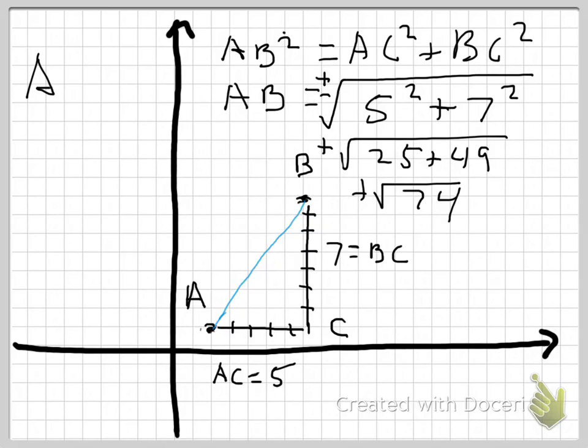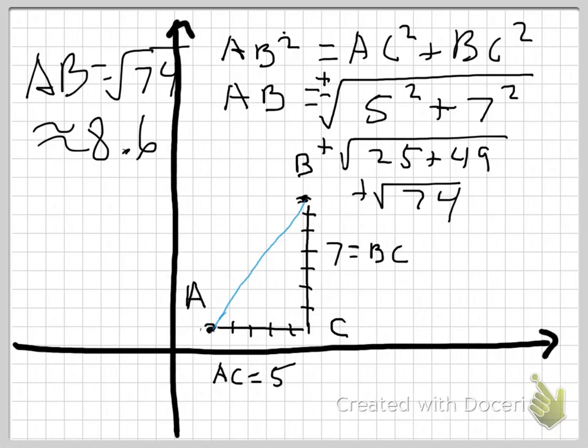So AB equals the square root of 74, okay, which is approximately, if you type that in your calculator, second x squared, 74, is about 8.6 units. There's your answer right there. And that's the length about right there.